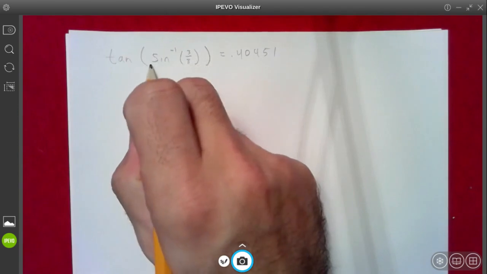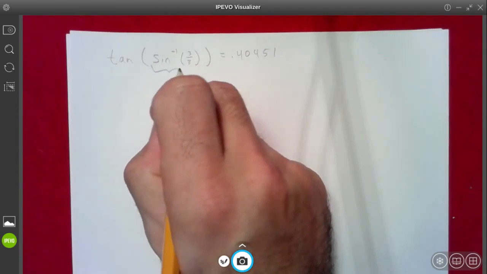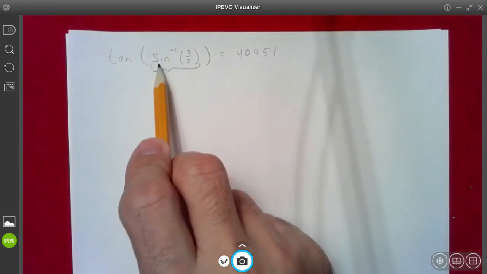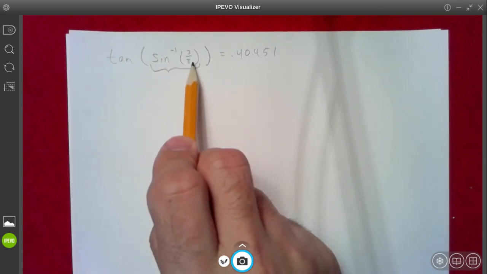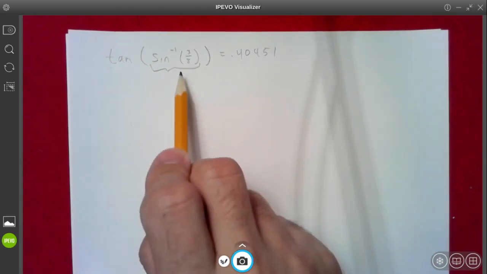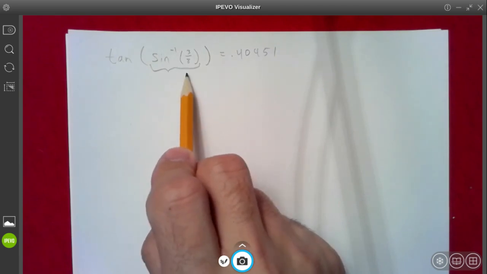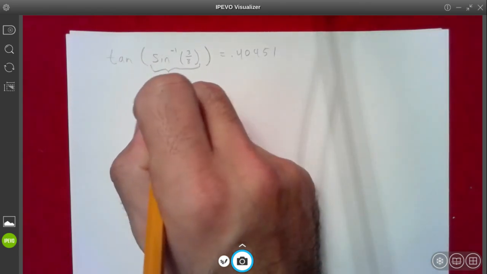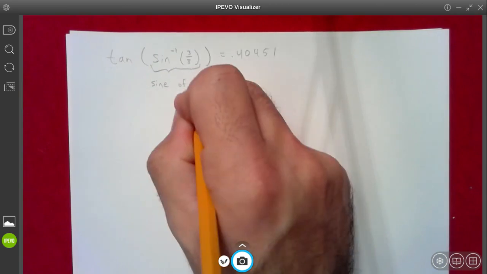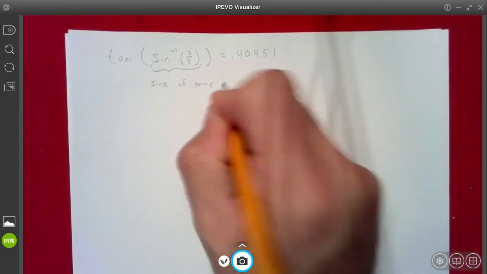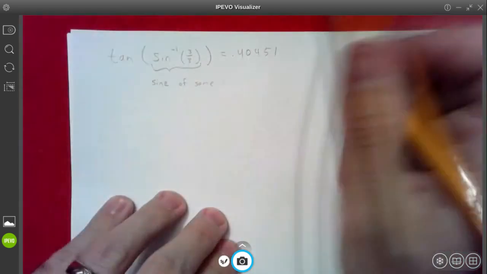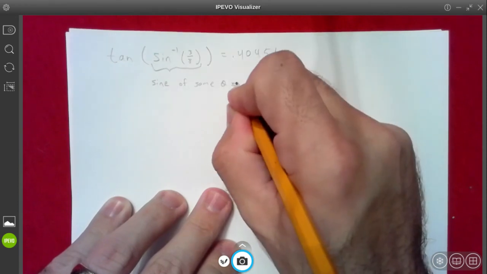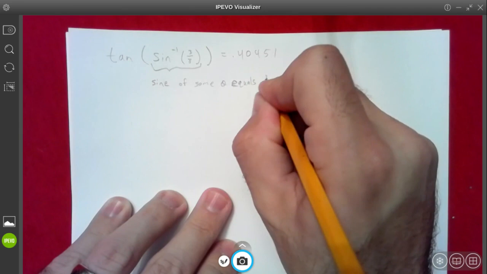So the key way of answering this, the main piece of information is this right here. You need to understand that this is an angle, okay? When you say sine inverse of 3/8, you're asking what angle do I have to take the sine of to get 3/8, right? So what this statement represents is sine of some angle. Actually, I'll just call it theta. Sine of some angle theta equals 3/8.